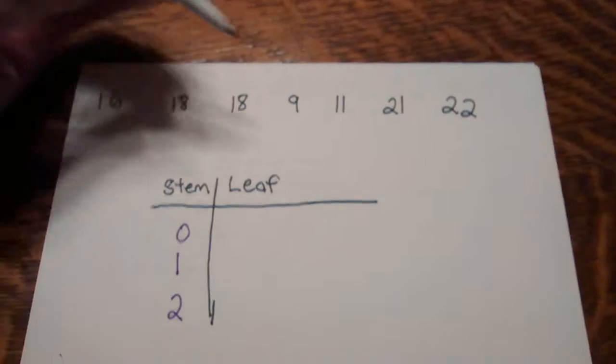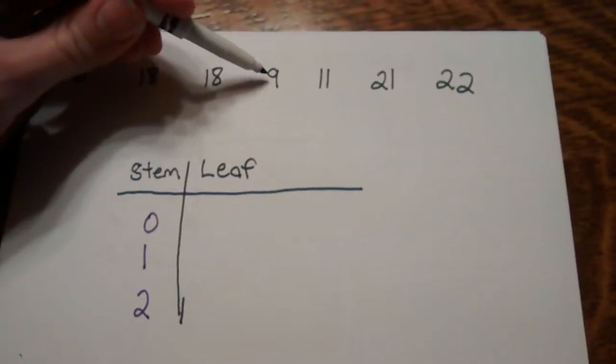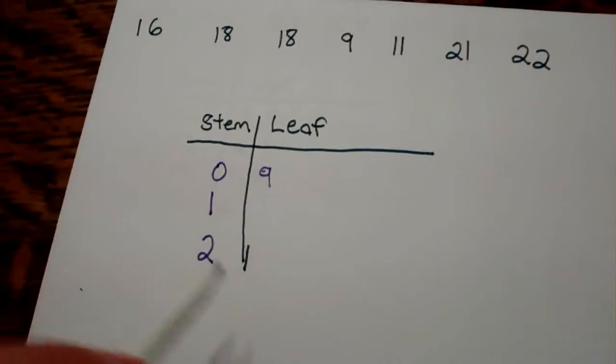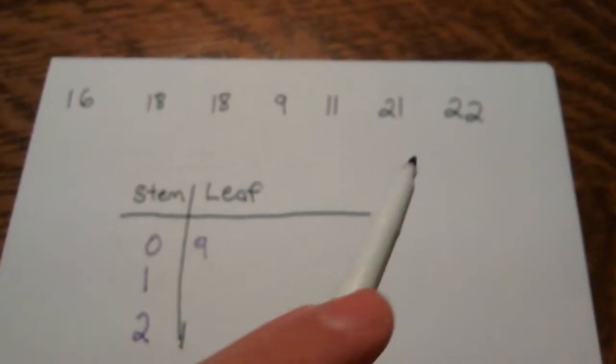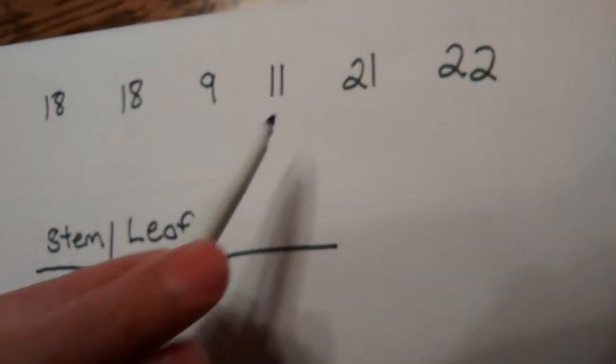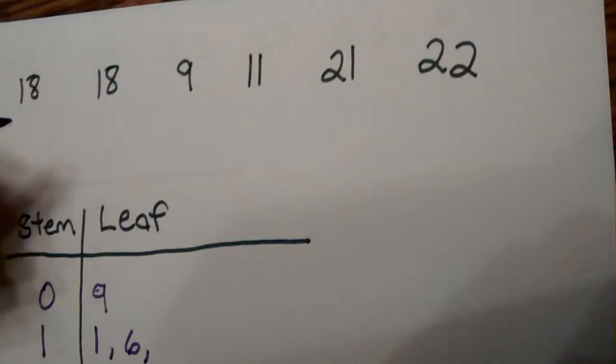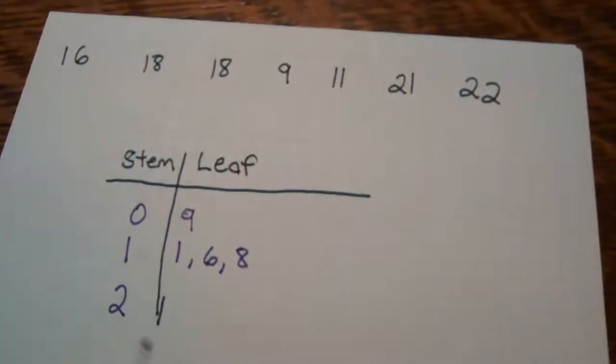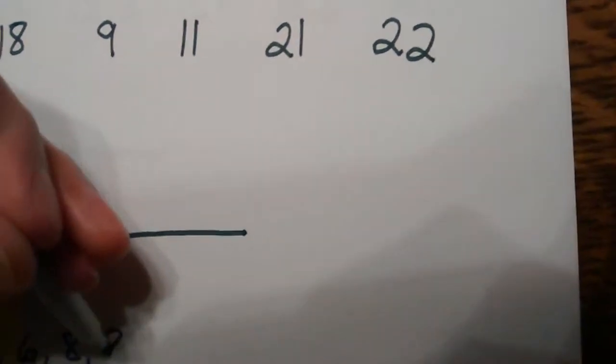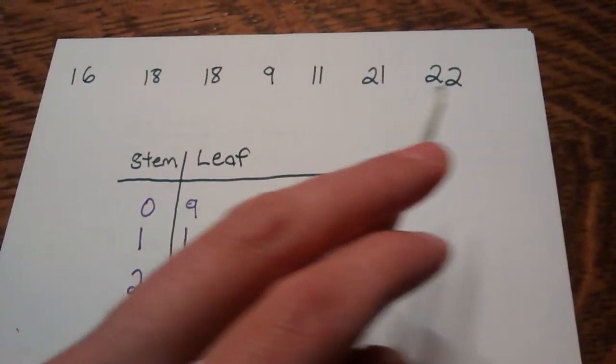And then it's just a matter of simply organizing the numbers. So I see I have a 9 up here. So I put the 9 down there. 0, 9 is the same as saying 9. Now I look at my 1s. What's my lowest 1? 11. So I put the 1 there and I put a comma because I know I have more. I have 6. And I have 8. I also have another 8. 18 appears twice, so I'm going to put 8 in again. And then lastly I have 2. 1 and 2.